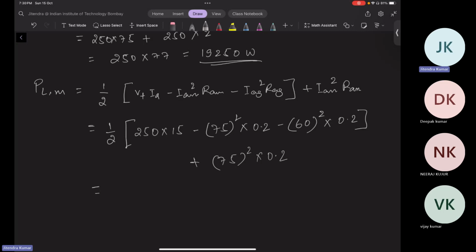Yeah. So how much is this value? So 2077.5 watt, 2077.52 watt. Okay. So yeah, this is the value. Deepak, you are also getting the same? Yes, sir. Okay.